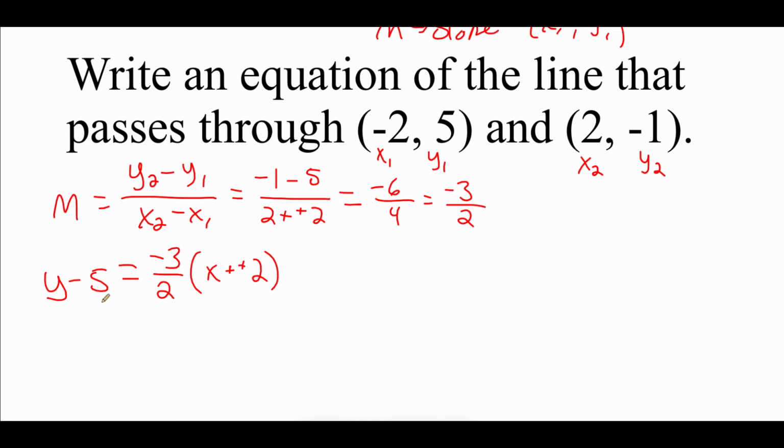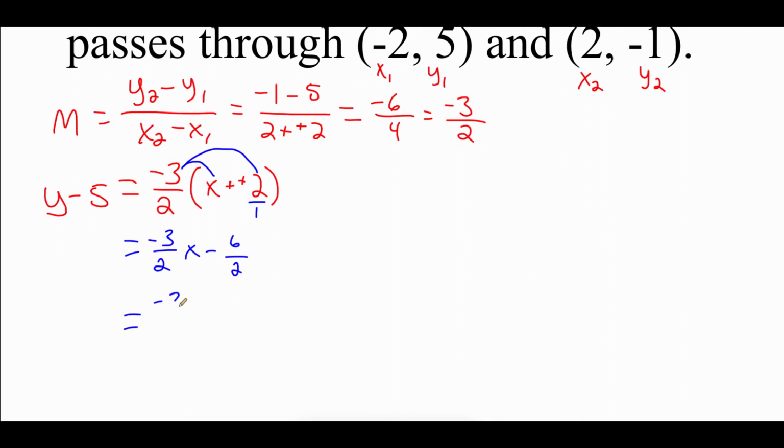Now we are going to clean this up to get it in slope-intercept, y equals mx plus b form, and we're going to start by distributing that negative 3 halves on the right-hand side. So if I take negative 3 halves times x, that's just going to be negative 3 halves x. If I take negative 3 halves times 2, well, I'm going to put this 2 over 1 so that we can see the fractions happening in here. On top, negative 3 times 2 is negative 6, and on bottom, 2 times 1 is 2, but this fraction is reducible. So we would end up getting negative 3 halves x minus 3.